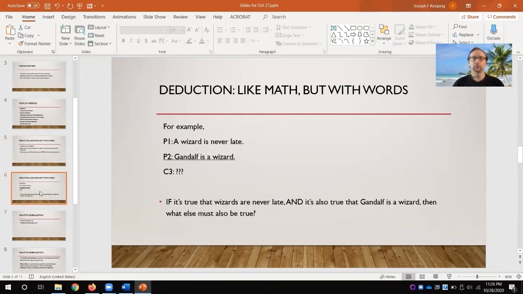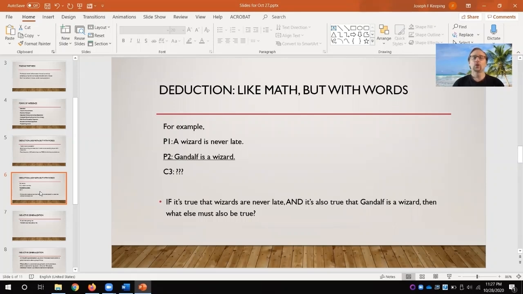Here's an example. This example is in the form of what we logic people like to call a syllogism. It's a premise and another premise and a conclusion. I'll remind you that premise is a different word for reason, and I'll remind you that conclusion is a different word for thesis.